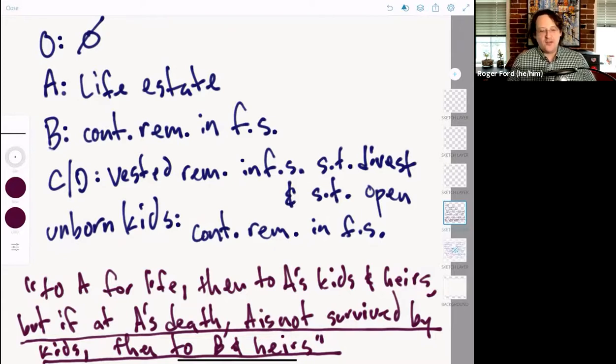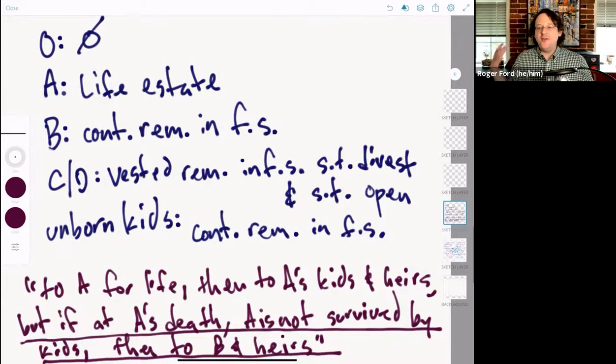The difference between subject to divestment and subject to open: subject to divestment means there's an event that could happen that could take away your entire interest. And here that event is when A dies, A has no more living kids. If that happens, then this last clause, the one about B, yanks it away from A's children, right?